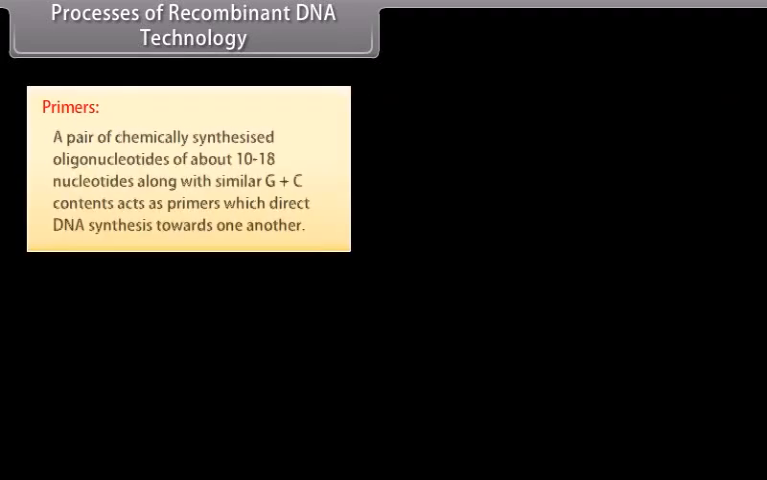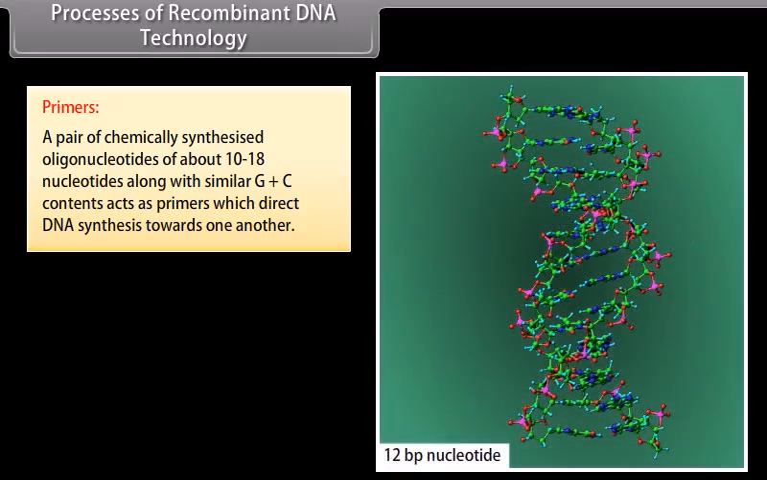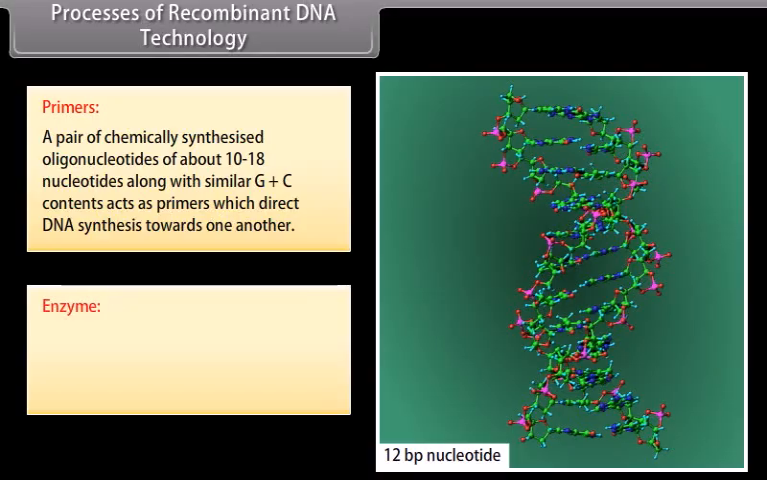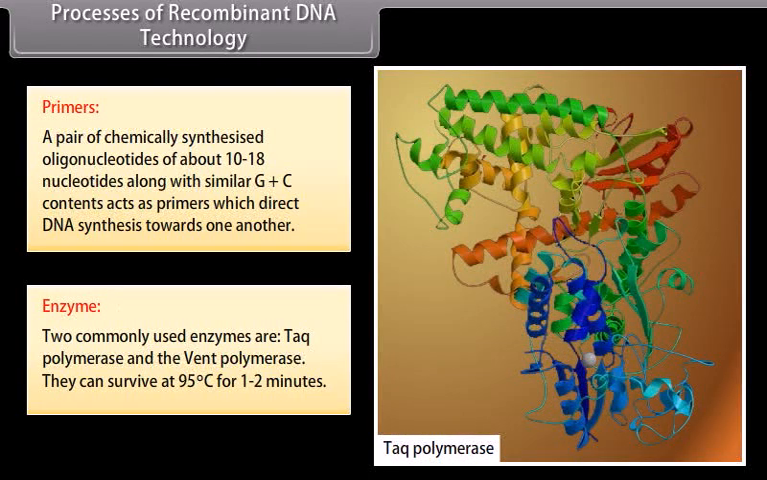Primers, a pair of chemically synthesized oligonucleotides of about 10 to 18 nucleotides along with similar G plus C contents, act as primers which direct DNA synthesis towards one another. Enzyme. Two commonly used enzymes are Taq polymerase and the Vent polymerase. They can survive at 95 degrees Celsius for 1 to 2 minutes.